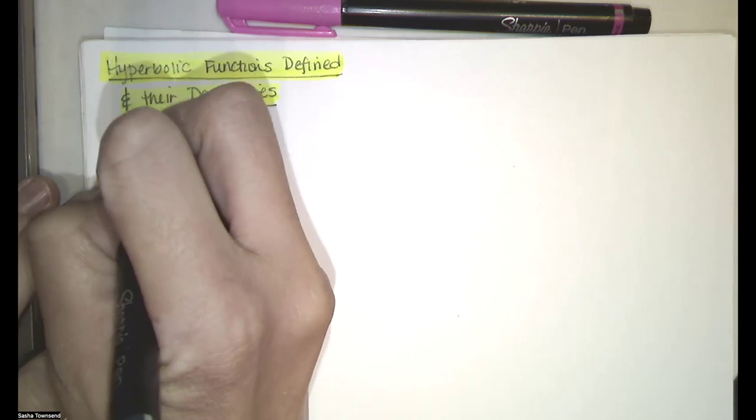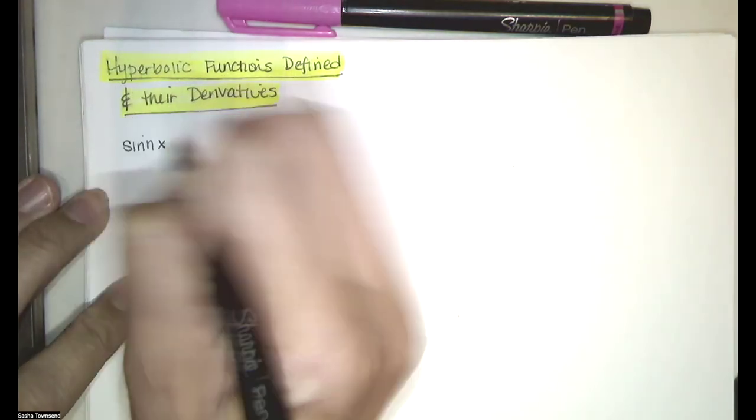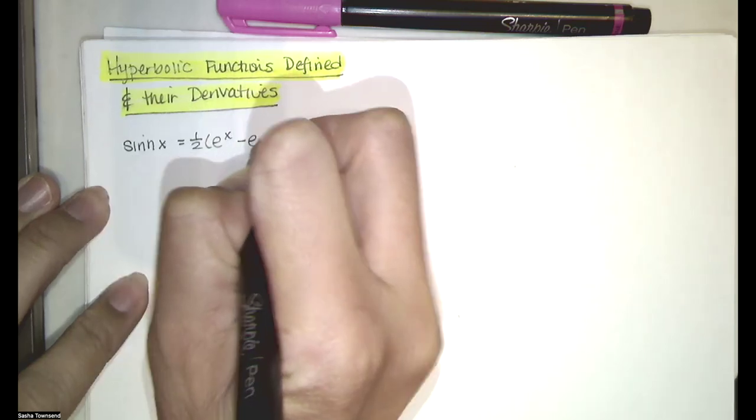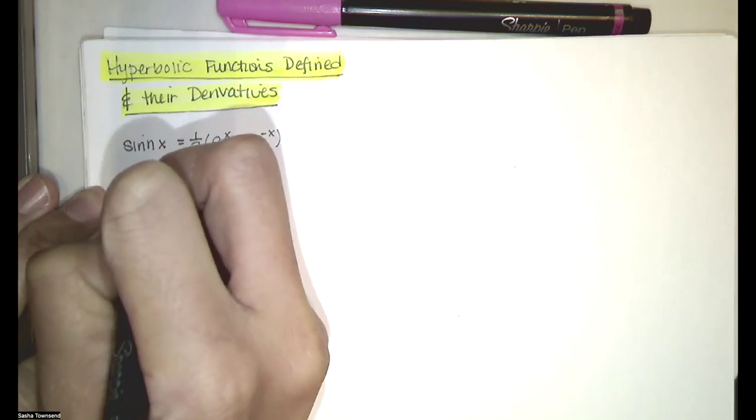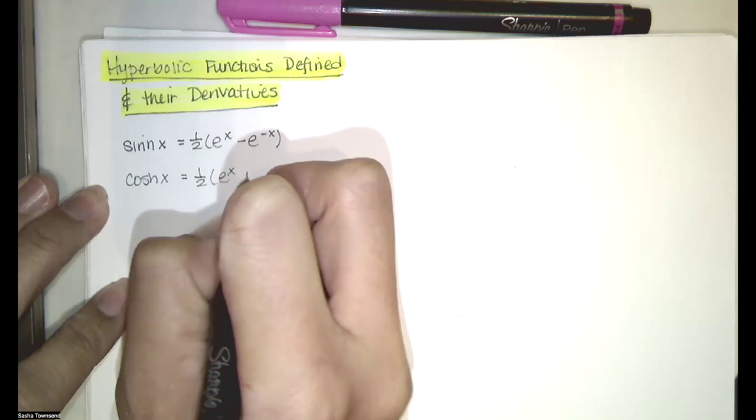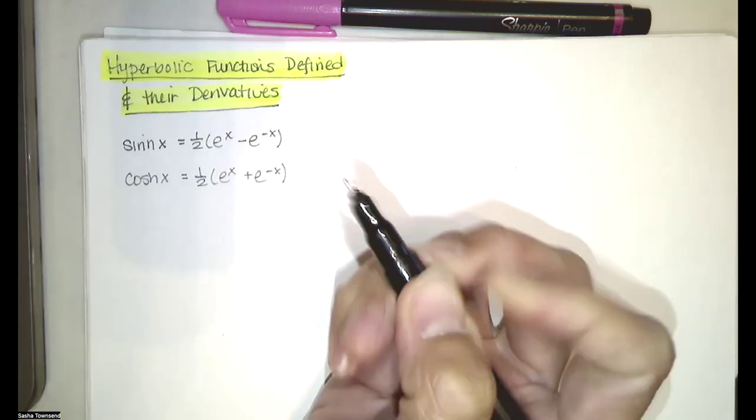So we said in the last video that the hyperbolic sine function is defined to be 1/2 of e to the x minus e to the negative x. And the hyperbolic cosine function is 1/2 e to the x plus e to the negative x.